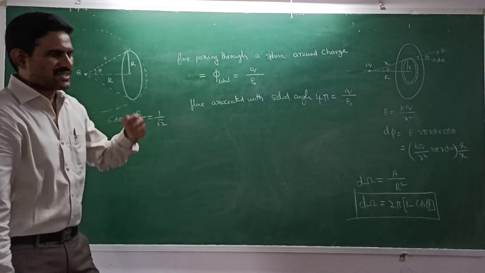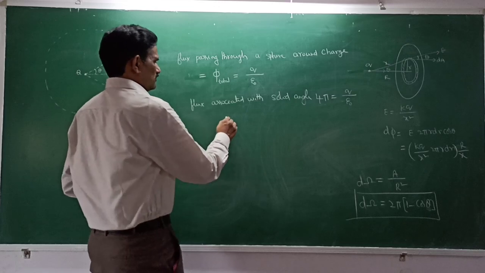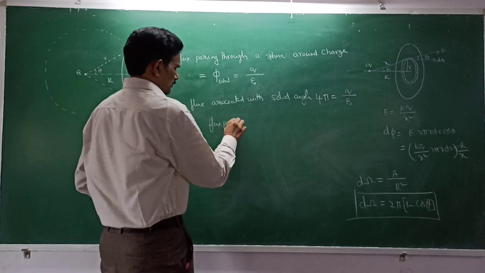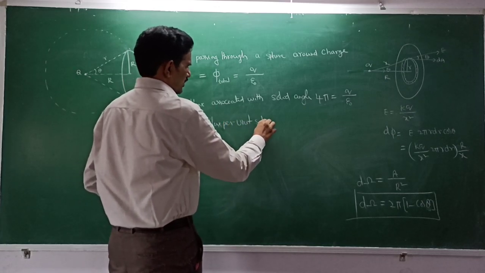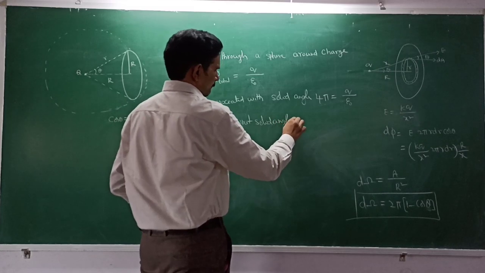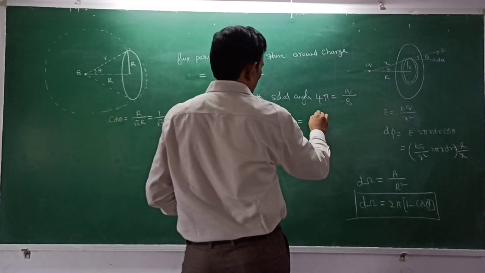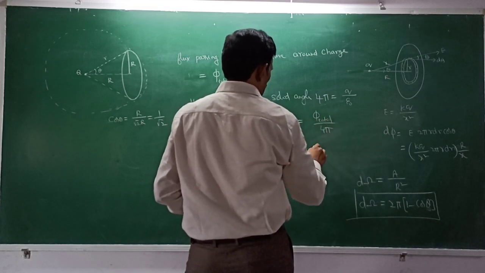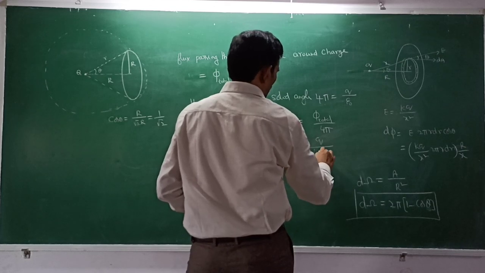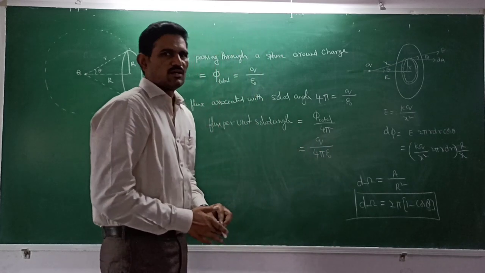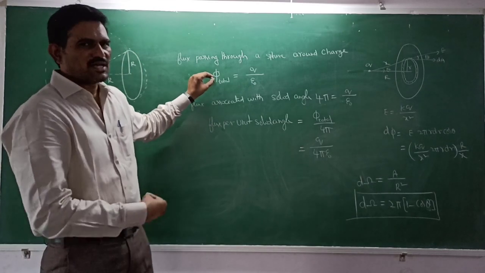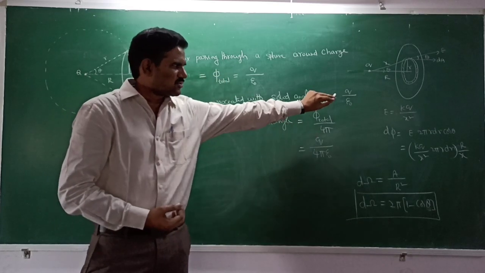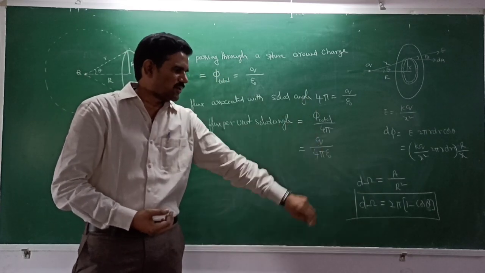And so then, flux per unit solid angle I am writing here. So this I can write as the total flux by 4 pi, which we can write as Q by 4 pi epsilon naught. Got it? This is the total flux. We are just calculating flux per unit solid angle, so we are dividing this total flux by 4 pi. That is nothing but Q by 4 pi epsilon naught.